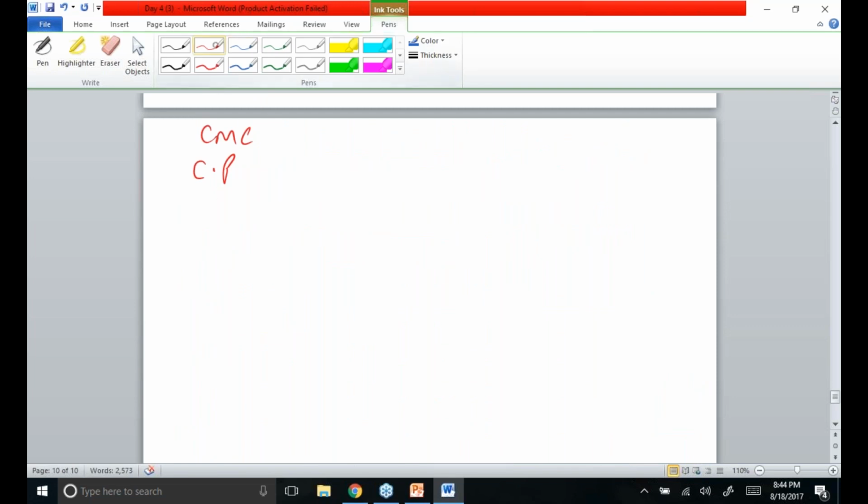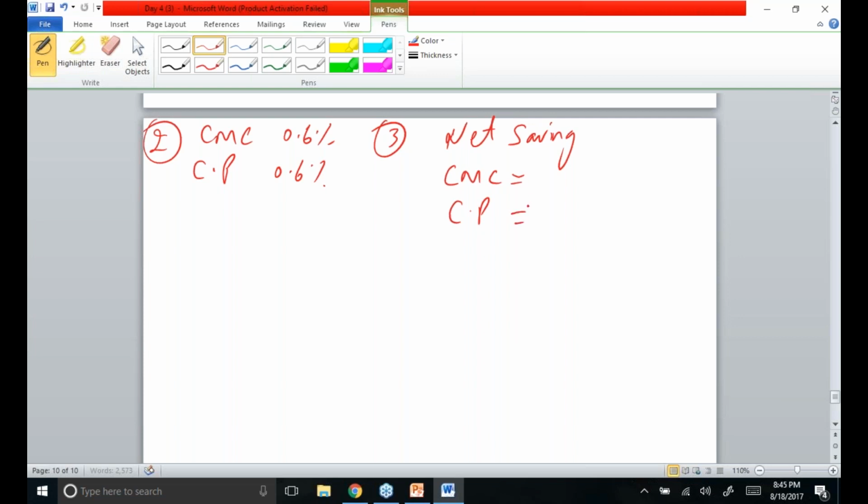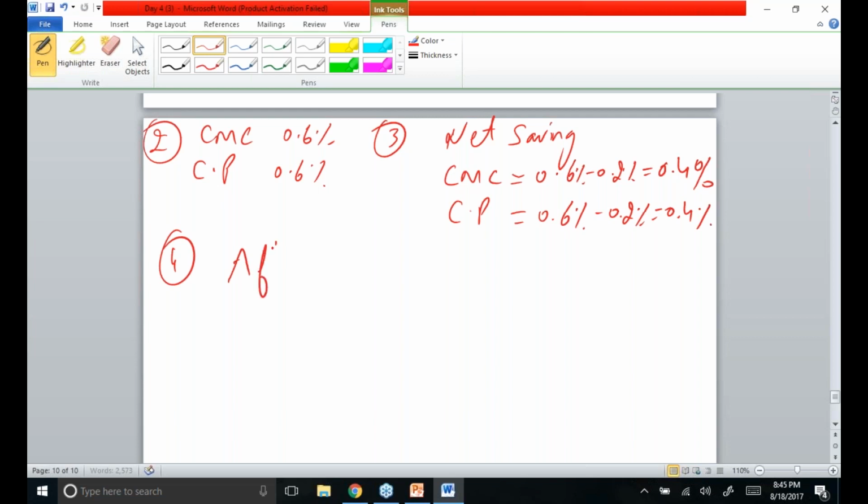So CMC company will get 0.6, that is the second step. Third step, net savings. In case of net savings, CMC company and counterparty will deduct 0.2% from both of these savings. So it will be 0.4%. And obviously it will be the same 0.4%.